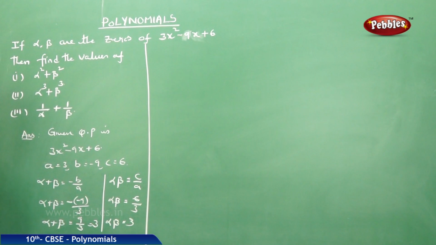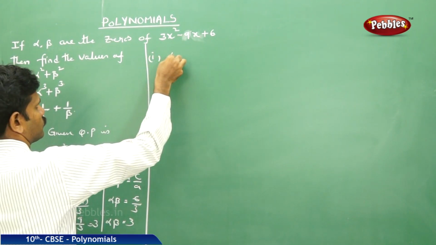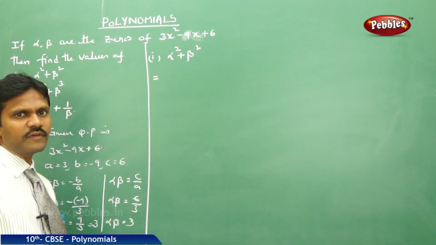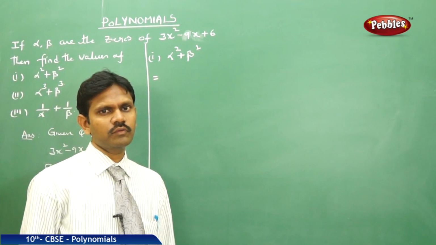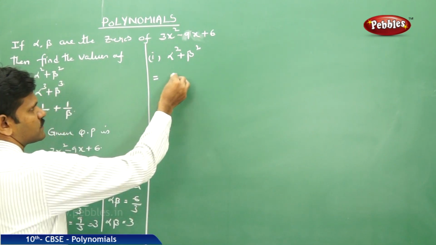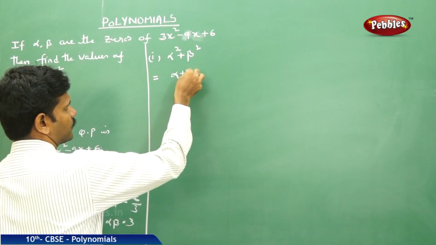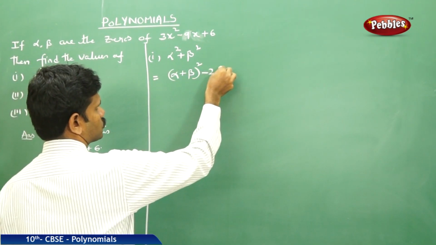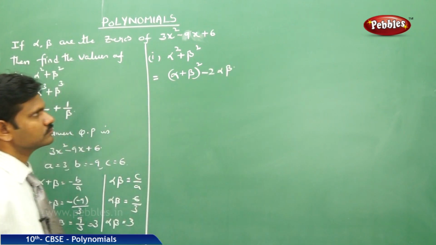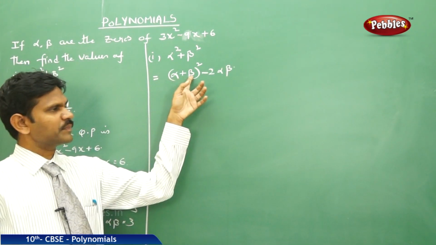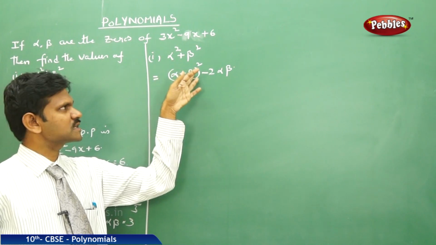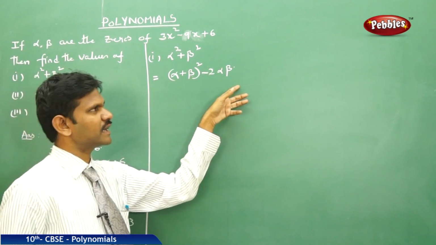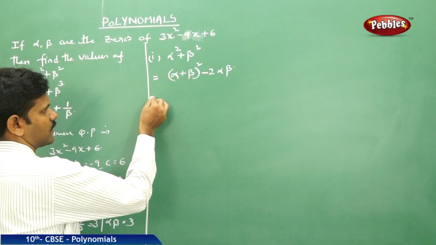Now case 1, to find the value of alpha square plus beta square. Alpha square plus beta square value we cannot get directly, that's why it will be modified into alpha plus beta whole square minus 2 alpha beta. That is alpha square plus beta square plus 2 alpha beta minus 2 alpha beta; plus 2 alpha beta and minus 2 alpha beta cancel, which means alpha square plus beta square value will be left.